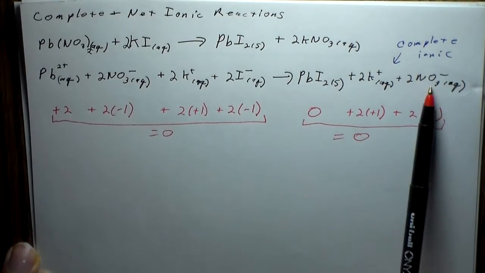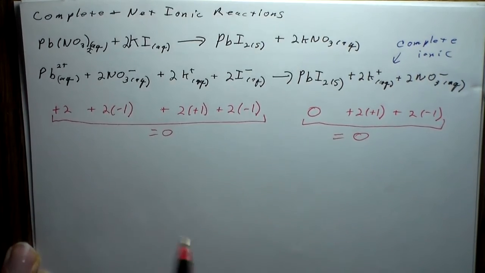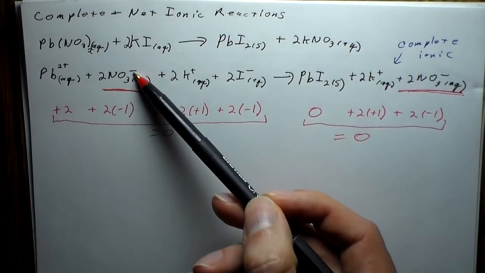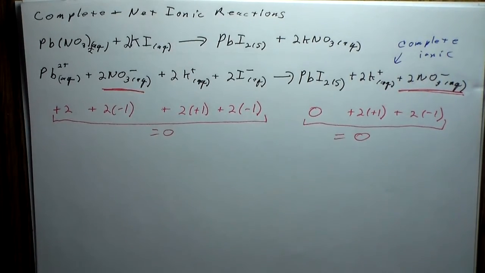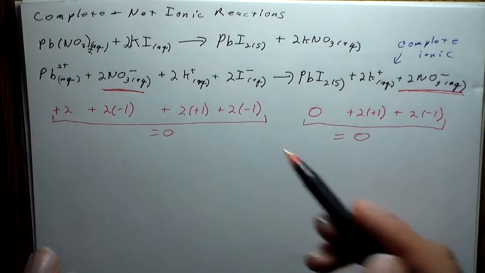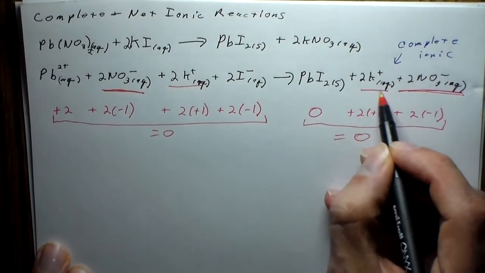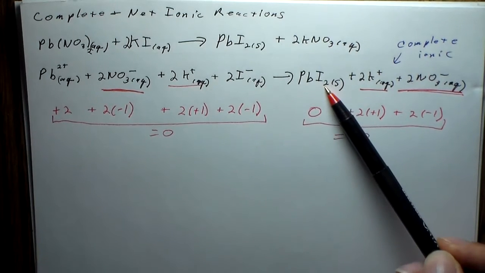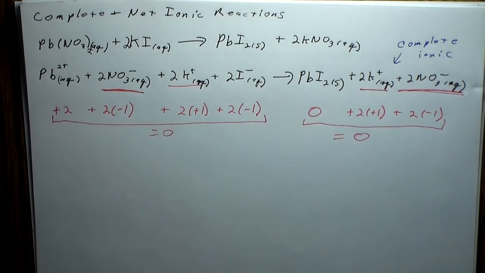My 2 nitrates, these are exactly the same, right? So this one is exactly the same right here as this one, because it's NO3 minus aqueous, NO3 minus aqueous. My potassiums, K plus aqueous, K plus aqueous. And I have 2 of them, so both are exactly the same. My iodides, this is I minus aqueous. Now it's bound to lead, and it's in the solid form. So these are different, okay?